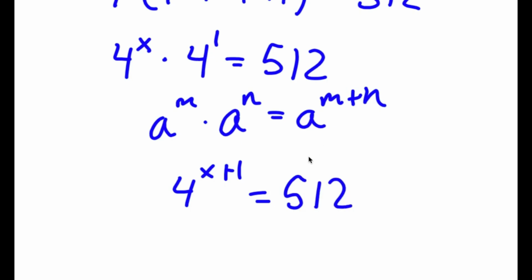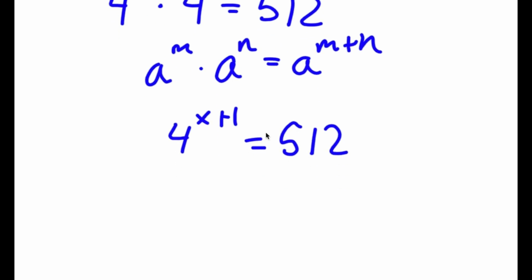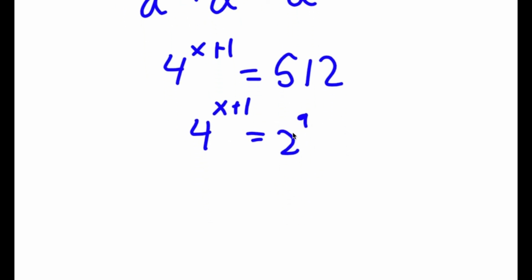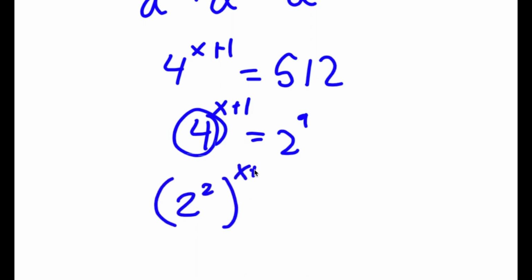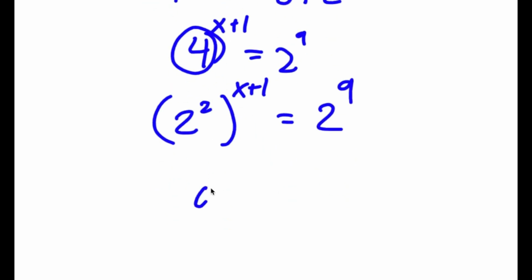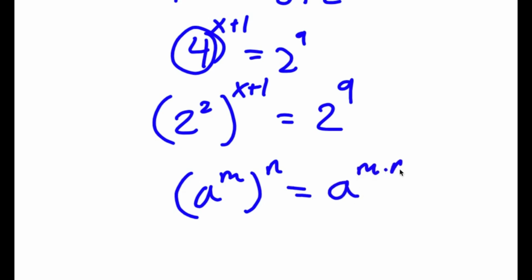So now, I'm going to rewrite 512 as 2 to the power of 9. So I have 4 to the power of x plus 1 is equal to 2 to the power of 9. And 4 here, I can rewrite as 2 squared. So now I have 2 squared to the power of x plus 1 is equal to 2 to the power of 9. Now if I have something in the form a to the power of m to the power of n, this is equal to a to the power of m times n.